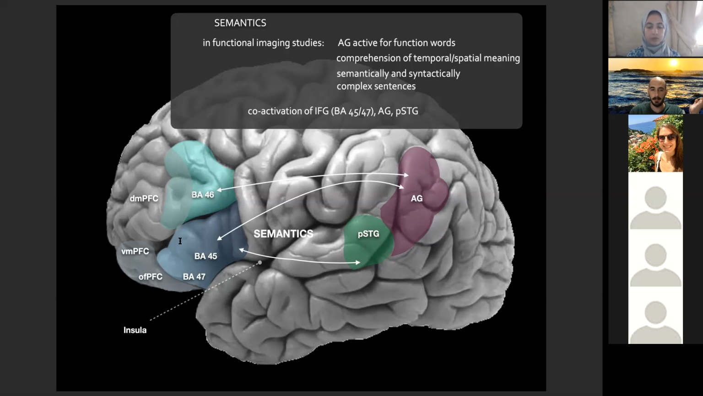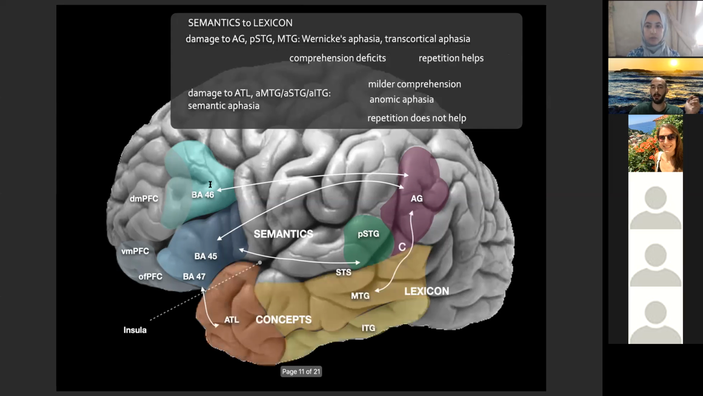So there is this idea, again, that frontal areas and posterior areas are both required for these complex functions like semantics, okay? At least from imaging studies. But then again, we want to have some supporting evidence from lesional studies. And then we can add lexicon to the picture.